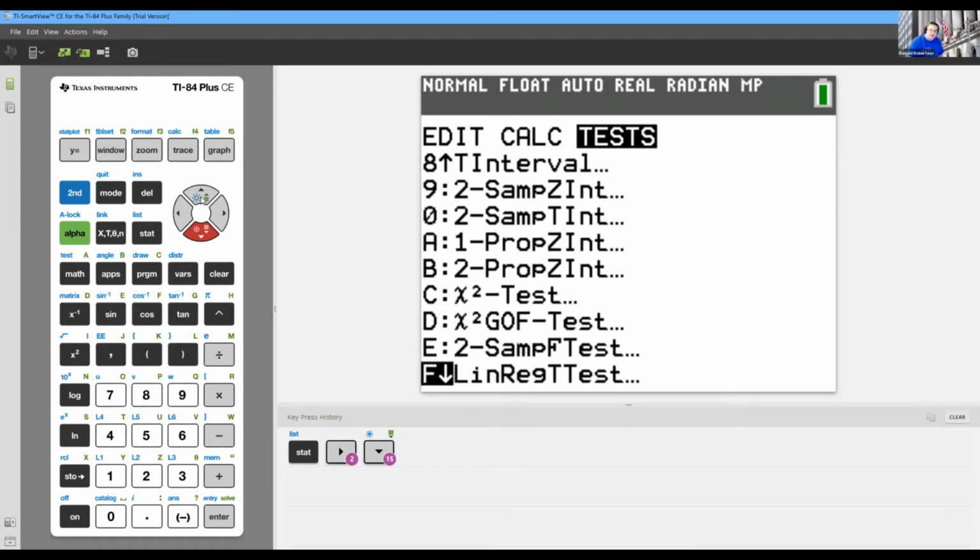Tons of stuff. We're going to go to number choice B. It's very cryptic, but what it's saying is 2 proportions Z intervals. Z, you know, my 0.95 guy. I guess they put it in there for that. So that's the guy that's going to get me my 90, 95, 99% confidence interval.